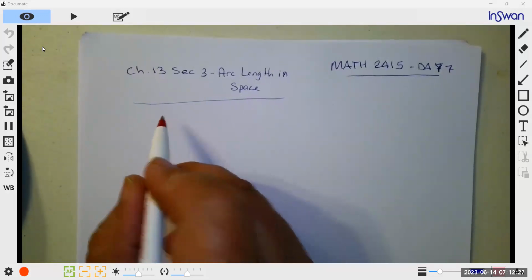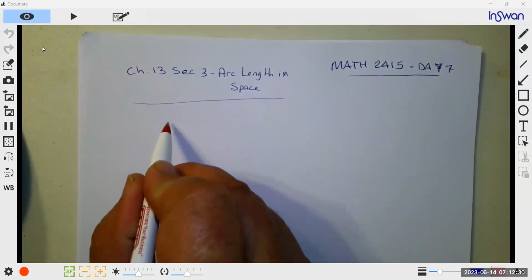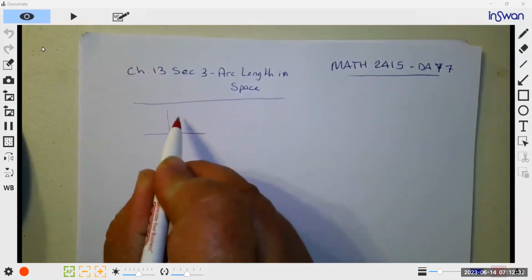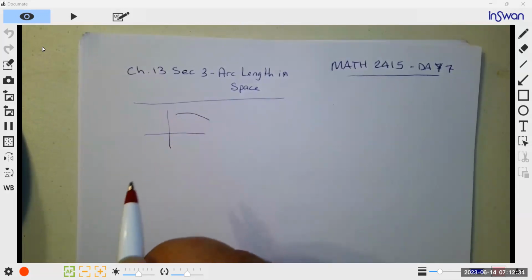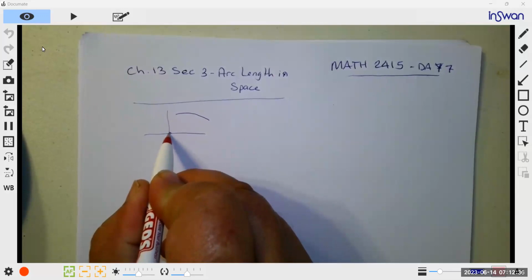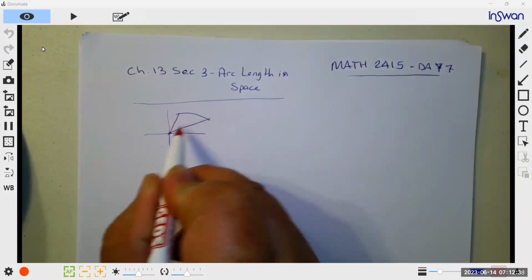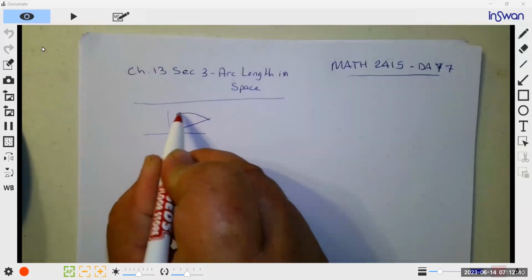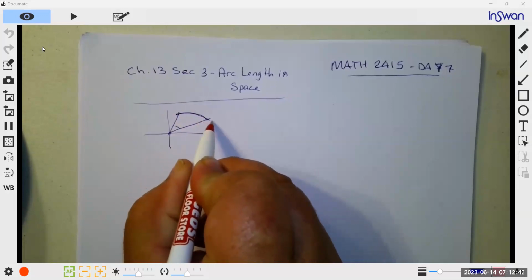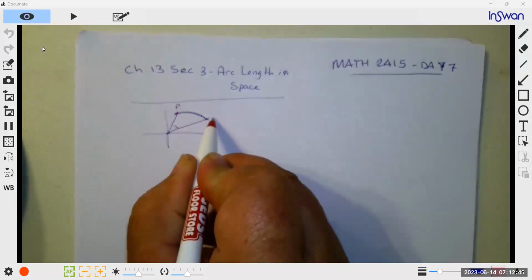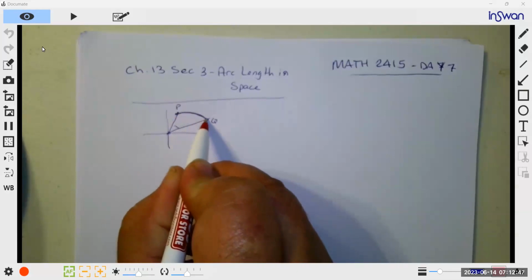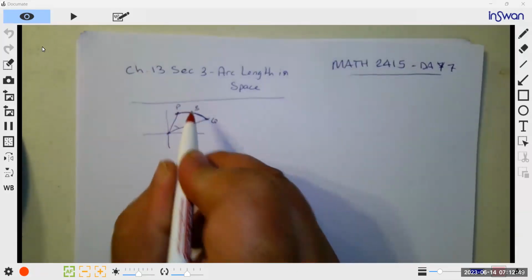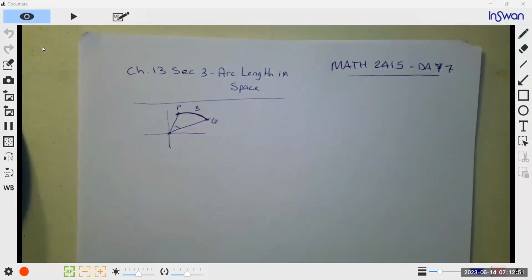Remember, just recall what arc length is. If we have a curve, the arc length of a curve is the distance from point P to point Q on a curve. That's the arc length, S. That's what we're going to look at here.